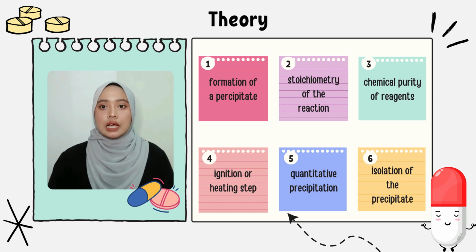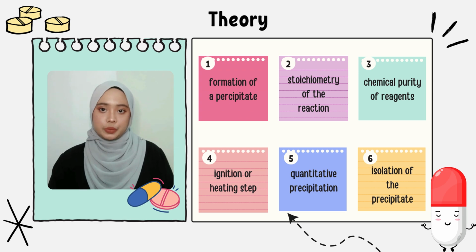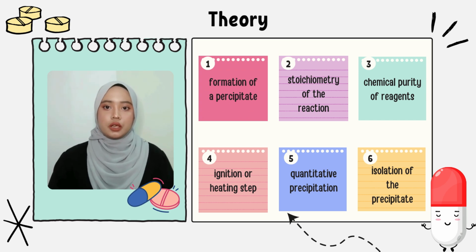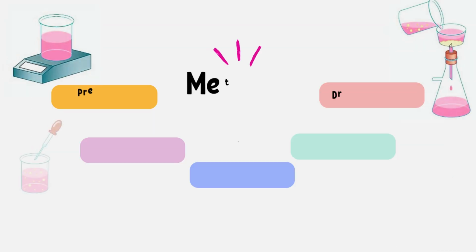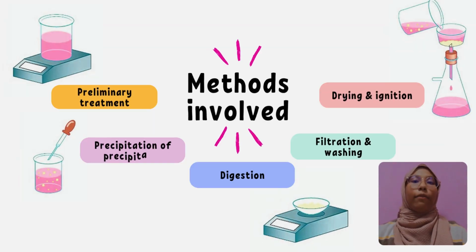Number 6. Isolation of the precipitate. It must be simple to separate the precipitate that has developed from the solution. To separate and purify the precipitate, effective filtration and washing methods are used. Next is methodology. There are 5 steps involved. The first step is preliminary treatment, which is the preparation of the solution that contains the sample.